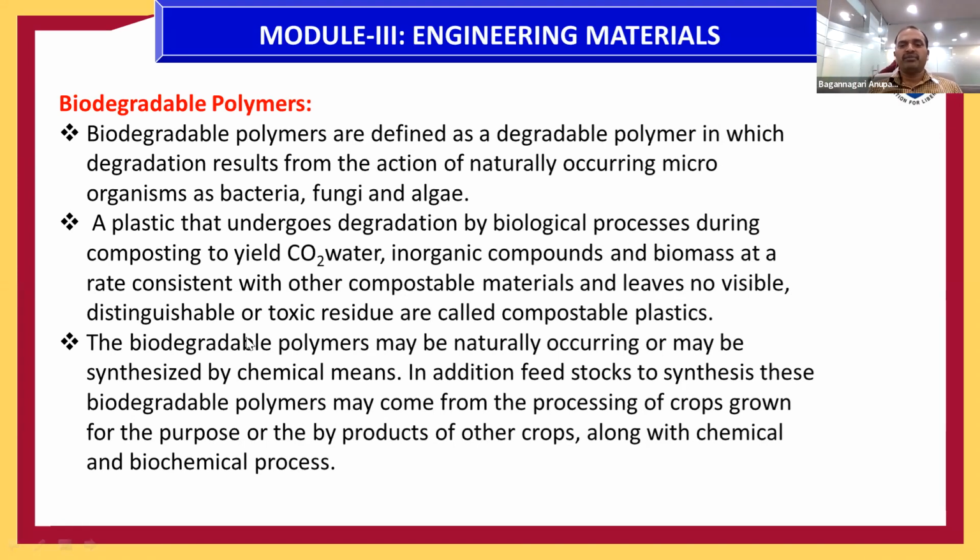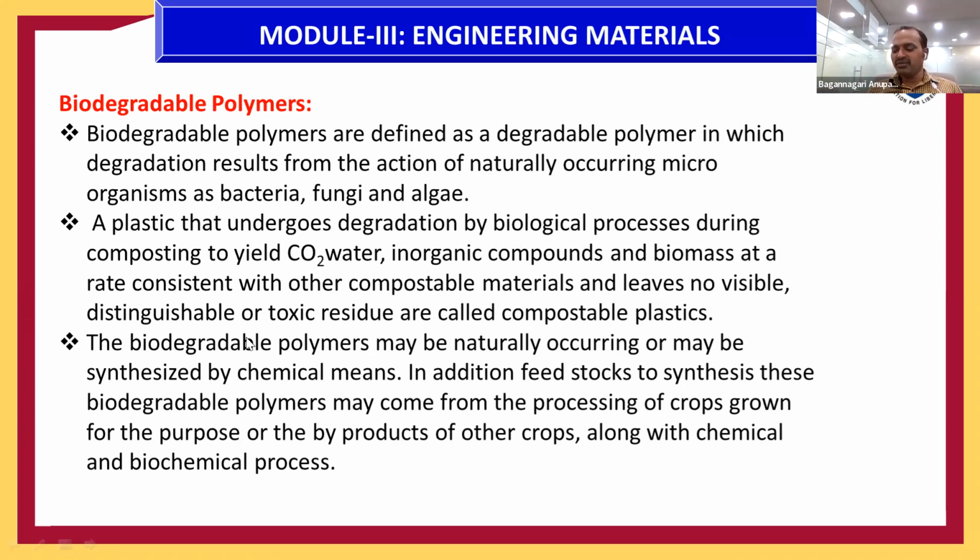Biodegradable polymers may be naturally occurring or may be synthesized by chemical means. In addition, feedstocks for the synthesis of these biodegradable polymers may come from the processing of crops grown for the purpose, or from the byproducts of other crops, along with chemical and biochemical processes. So these occur as naturally occurring biodegradable polymers and synthetic biodegradable polymers. Synthetics are prepared by chemical and biochemical processes.